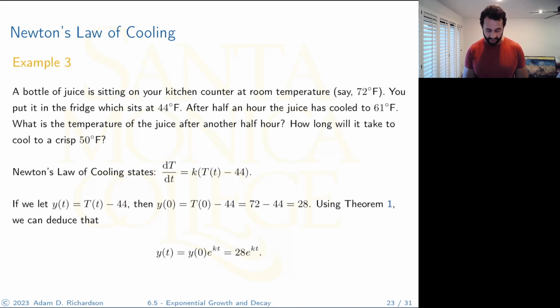All right, so we're going to let y of t be equal to T of t minus 44, just like we did before. And then now we can look at the initial temperature difference. One thing that's a little bit subtle about these questions is that we're looking at a temperature difference here, the difference between the temperature of the object and its surrounding temperature, right? So the difference is T of t minus 44. So at time 0, we have T of 0 minus 44. But remember, at time 0, the initial temperature of the object was 72, right?